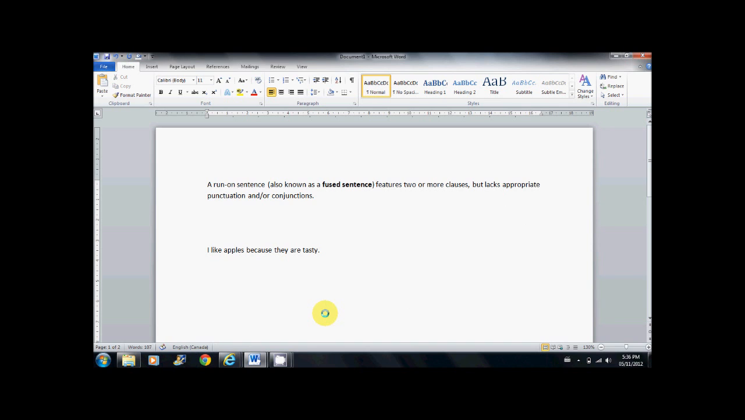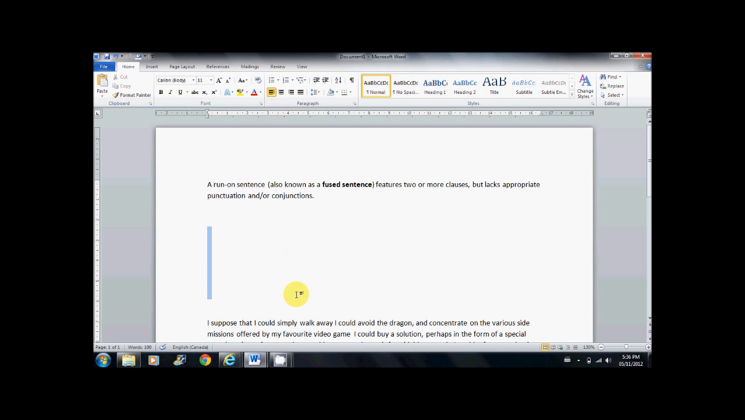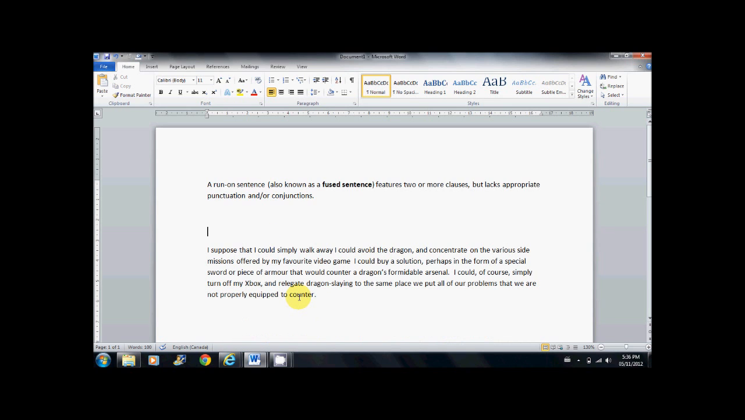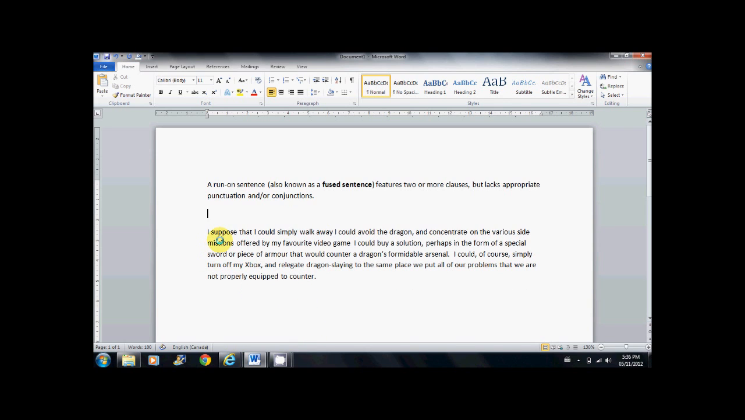So let's take a look at a longer bit, a paragraph that has a few examples of fused sentences, and we'll see if we can fix them. I'll read this to you quickly just so we get an idea of what we're looking at, and then we'll take a look at a few of the examples of fused sentences.